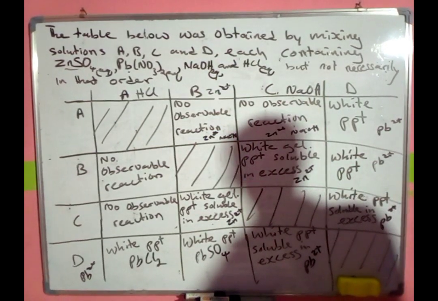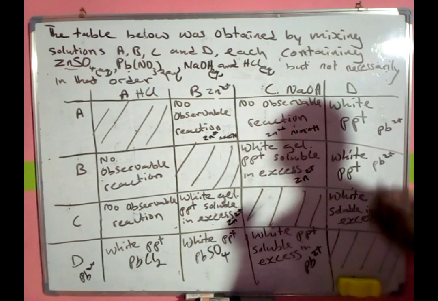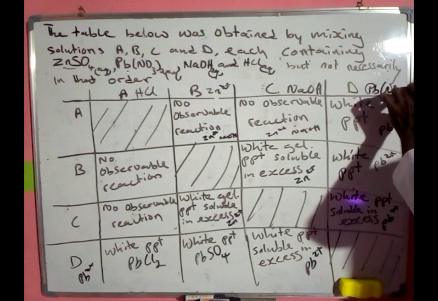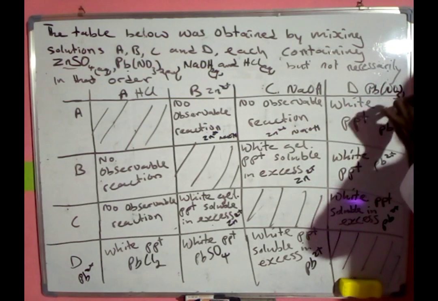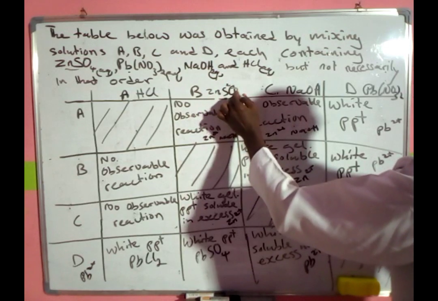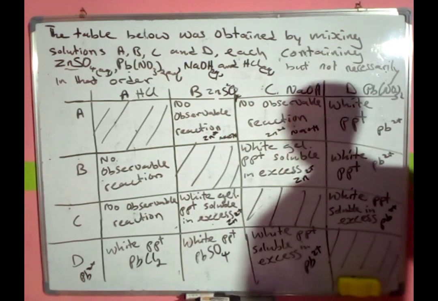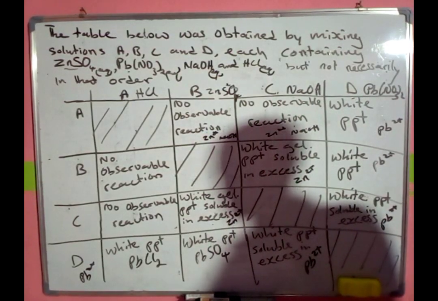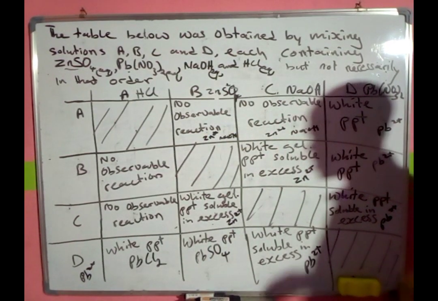It seems that we have already succeeded in getting all the things done. Here again, we have our lead. So what we have here is lead II trioxonitrate V, sodium hydroxide. This one is zinc tetraoxosulphate VI, and hydrochloric acid. So this is exactly what we have, and this is a clear picture of what it is like.